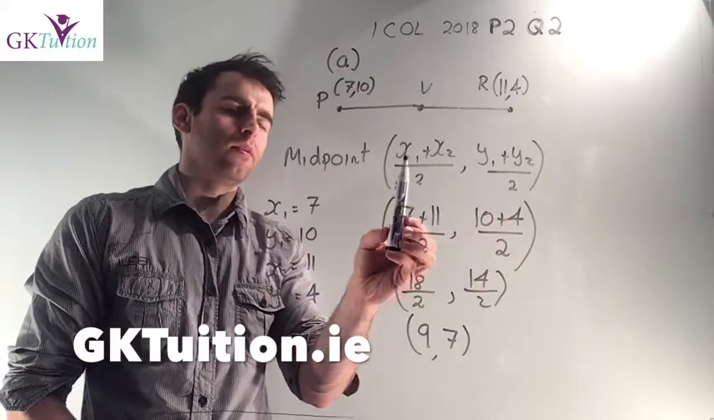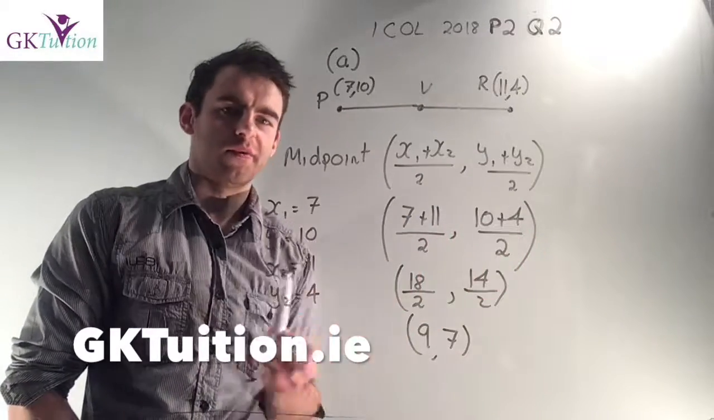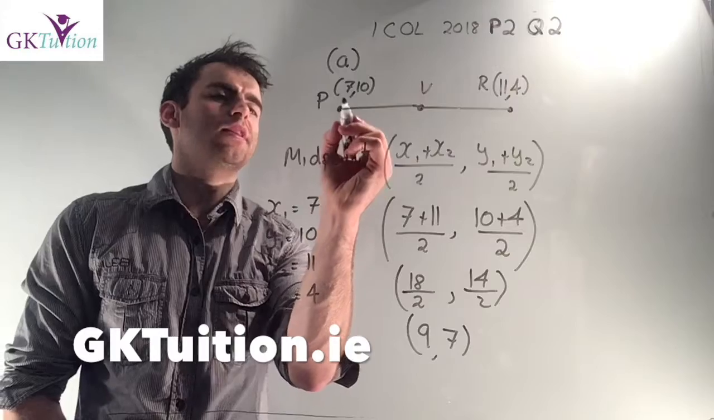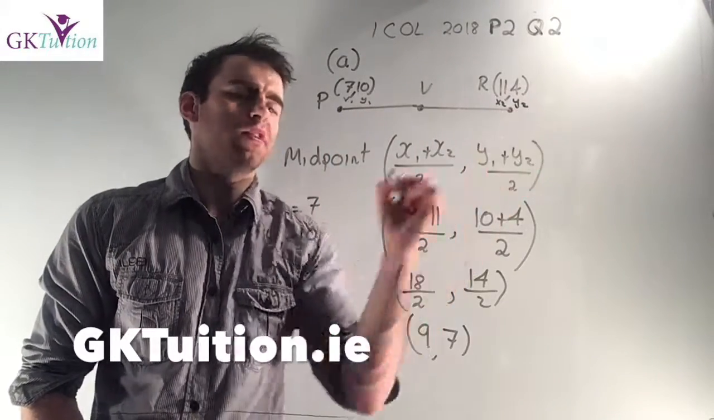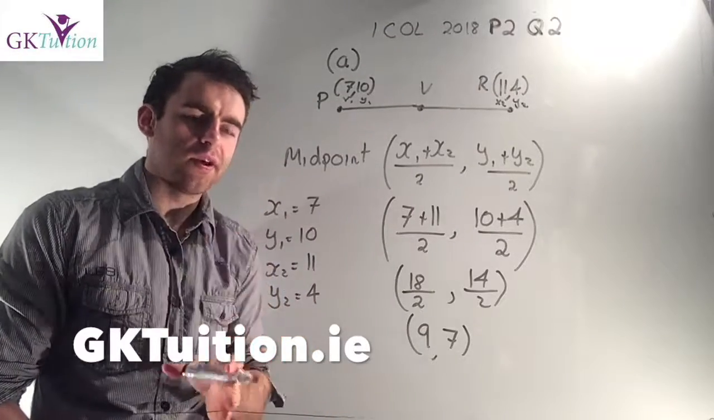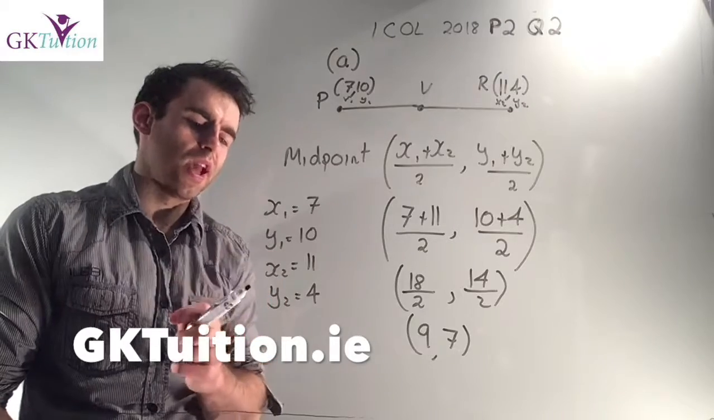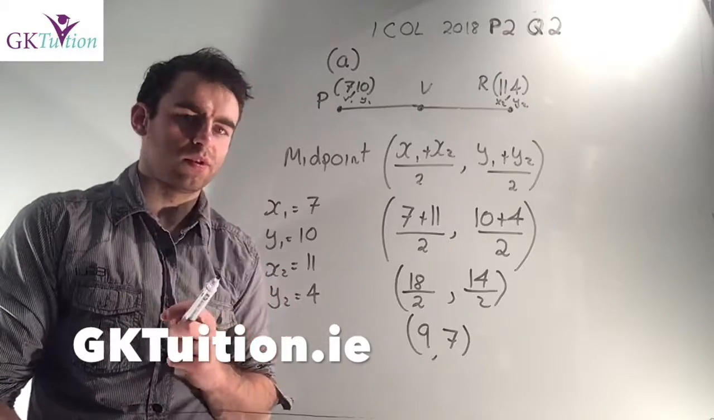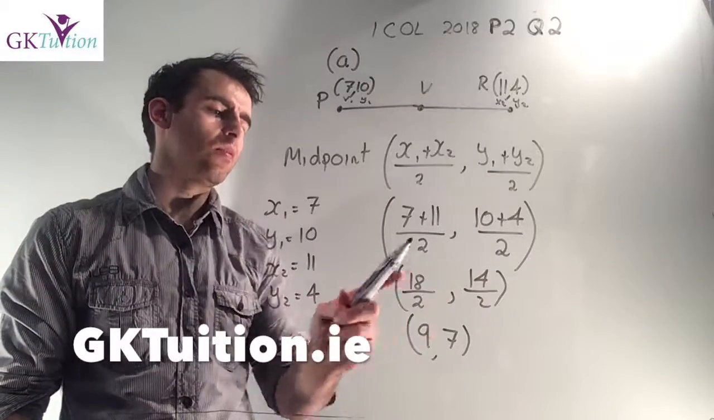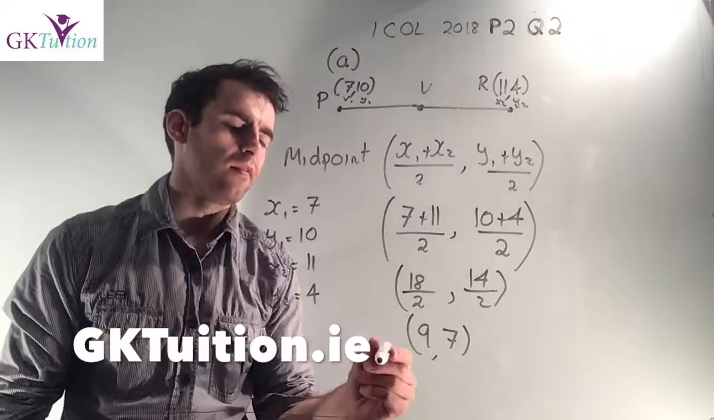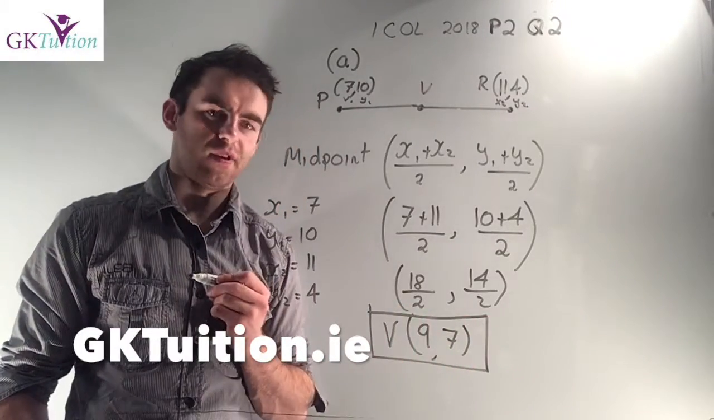So my midpoint formula from my log tables is (x1 plus x2) over 2, (y1 plus y2) over 2. In this case I've labelled P as my x1, y1 and R as my x2, y2. So you should always list out the information you're going to sub in. x1 equals 7, y1 equals 10, x2 equals 11, y2 equals 4. I'm just going to take that information and plug it into my formula. If you sub it in, your value ends up as (9, 7). So the point V has the coordinates (9, 7).